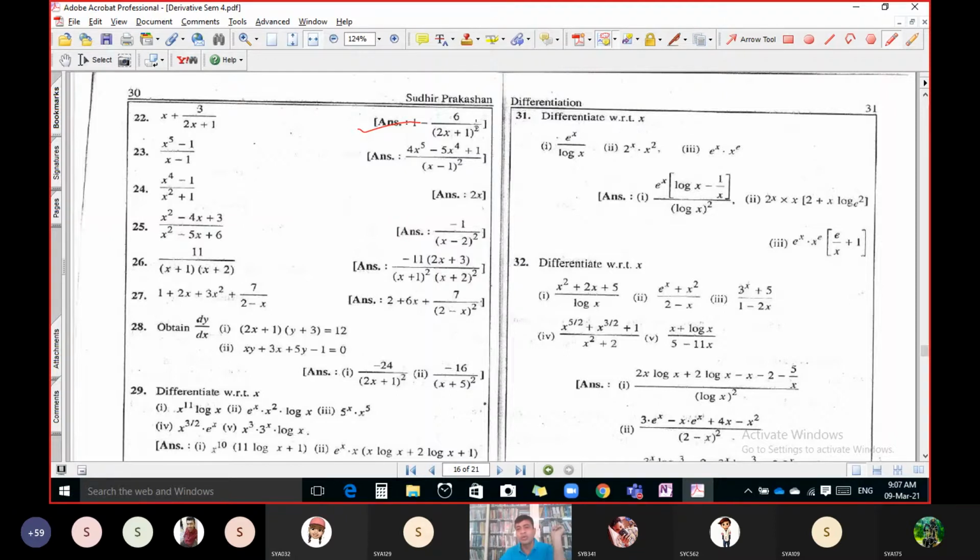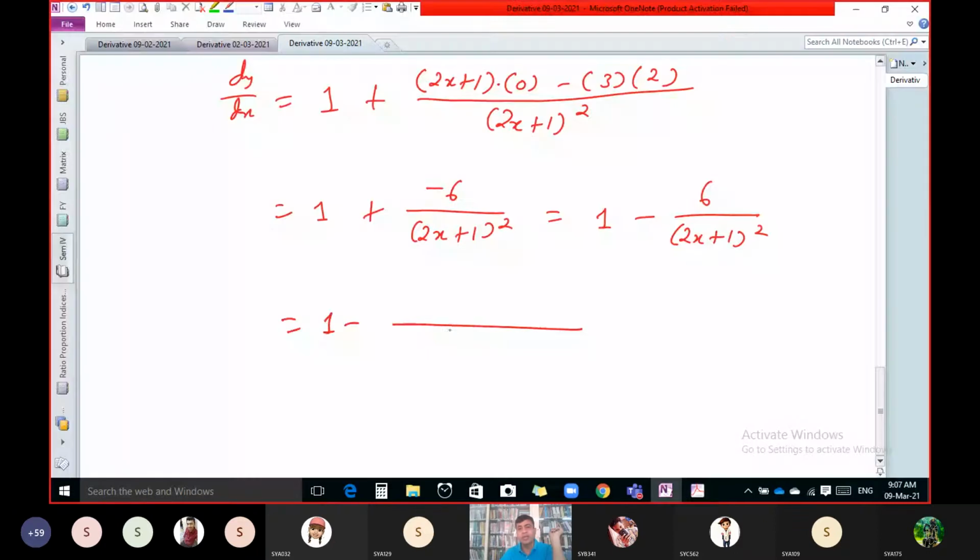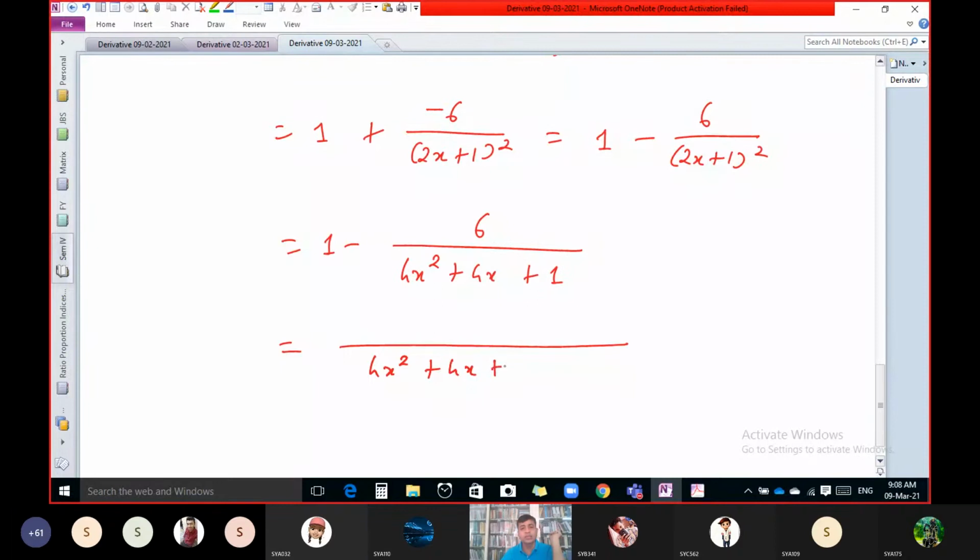After we open the bracket, what do we get if we take LCM? What is (2x plus 1) the whole square? First of all, use the formula (a plus b) the whole square: 4x square plus 4x plus 1. That is the LCM.